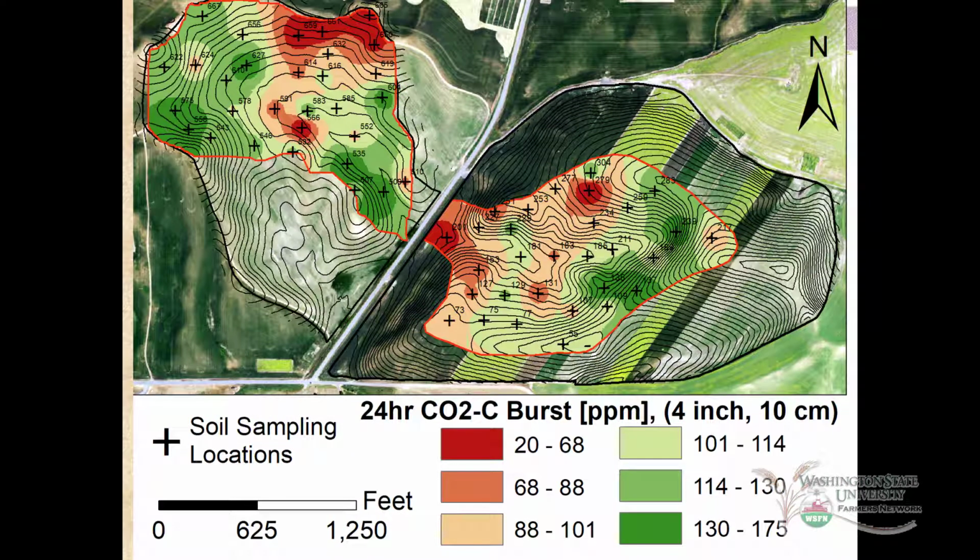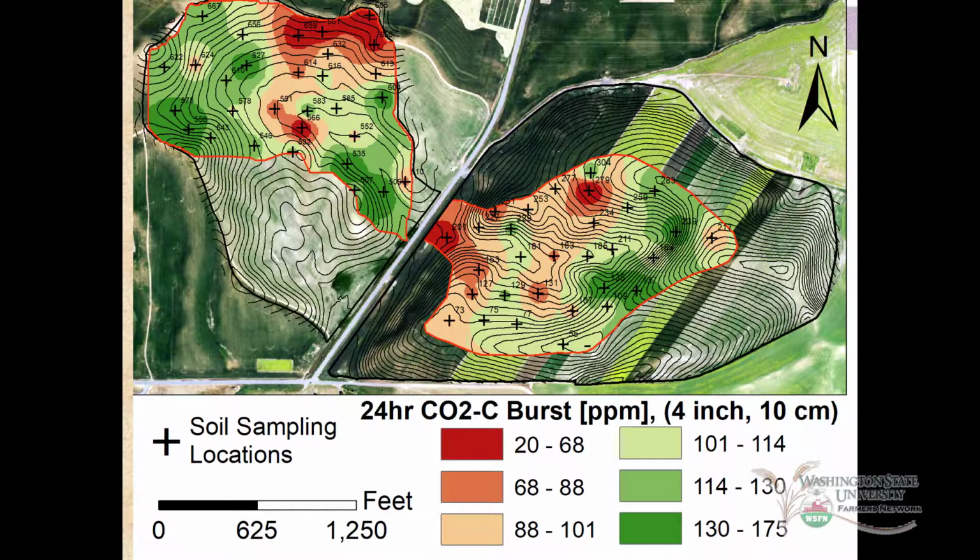And here's the CO2 burst, and again, not a lot. This is the top 4 inches, and again, this is where we saw the differences in soil organic matter, but in this case, in terms of the CO2 burst for 24 hours, we're not seeing a whole heck of a lot of difference here in terms of variability out there. That's important to recognize because that gets back to, okay, where do we sample in this field to get a representative sample? So that's always an issue that comes up.